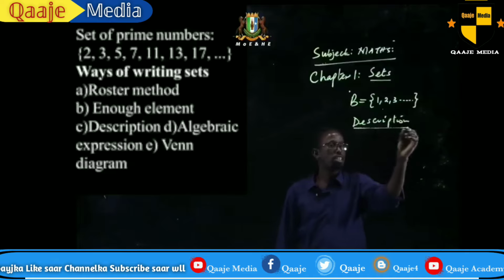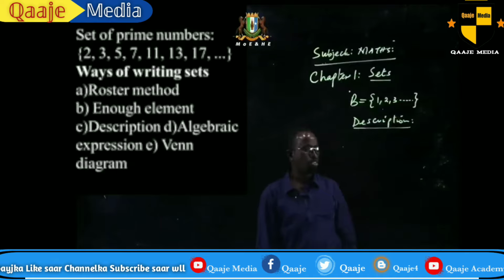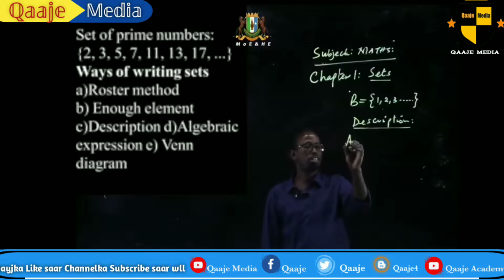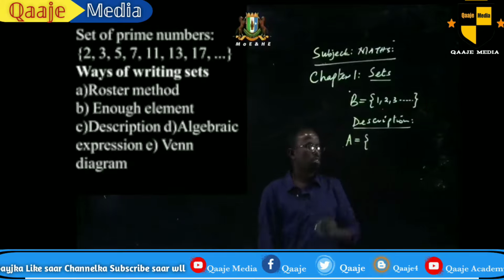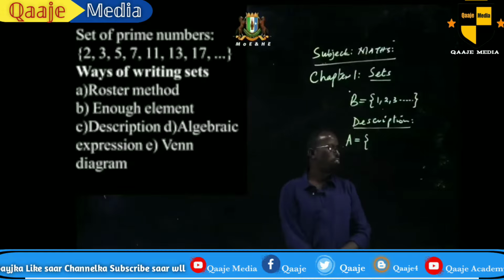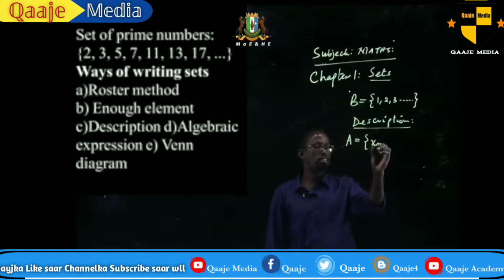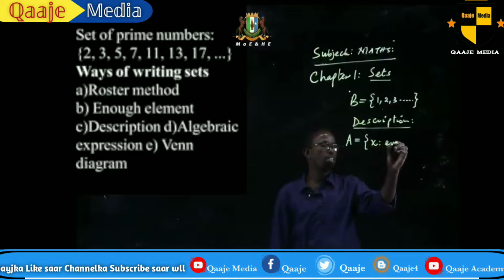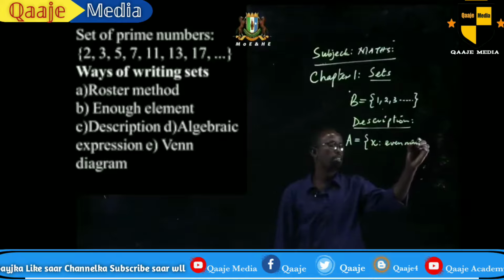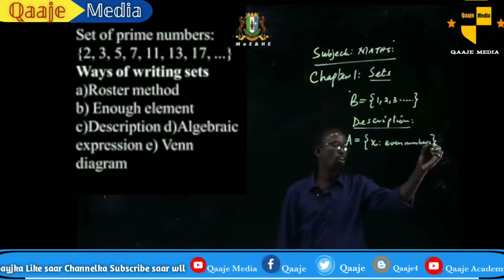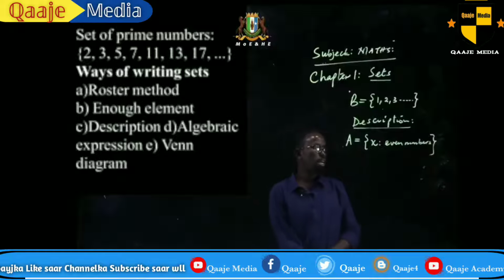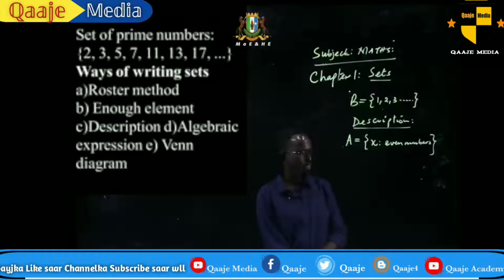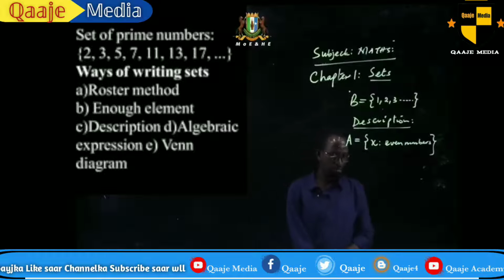Another way of writing sets is by description. You describe the set. For example, let's say set A contains all even numbers. Just write X representing there, and then you write even numbers. So all even numbers will be now inside the brackets. So this is another way of writing a set.